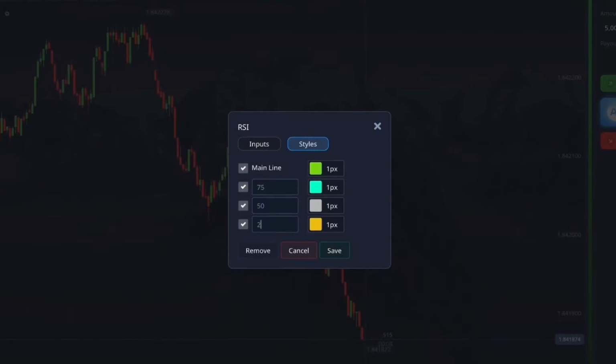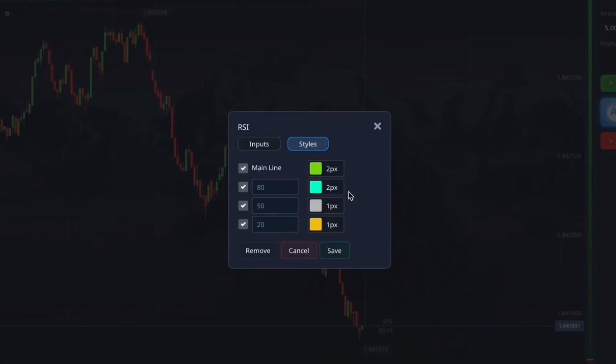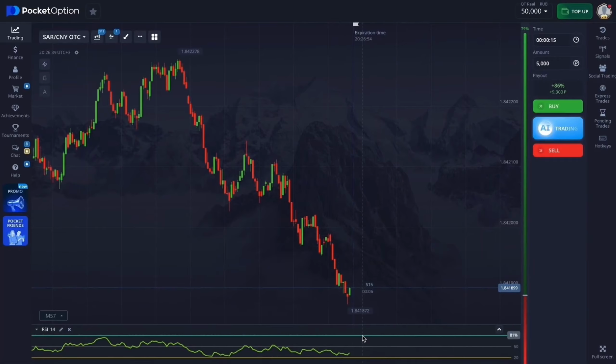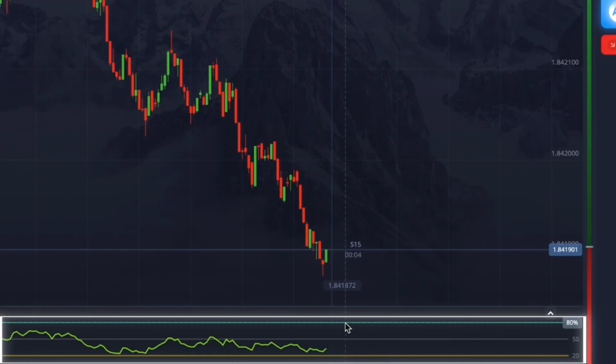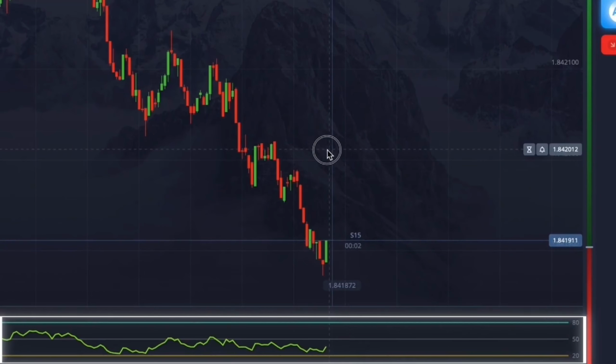Actually, no, let's set it to 20 instead of 25. Here, instead of 75, let's set it to 80. Now let's make the lines a bit thicker, set them to 2 pixels. Alright. Okay, and here add one more and click save. Excellent. And now, as you can see, we have the RSI indicator appearing at the bottom of the screen.